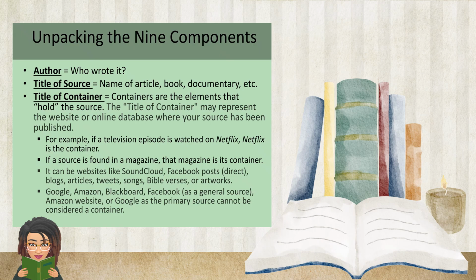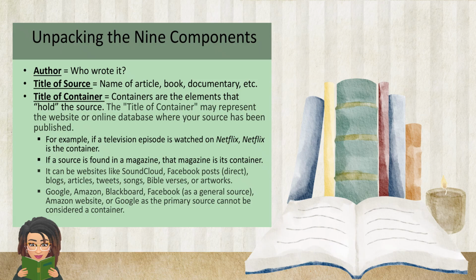Let's unpack these 9 components. The first is the author, who wrote it. The second is the title of the source. Then the title of the container. Containers are the elements that hold the source. So the title of the container may represent the website or the online database where your source was published. It is not Google, that's the search engine.